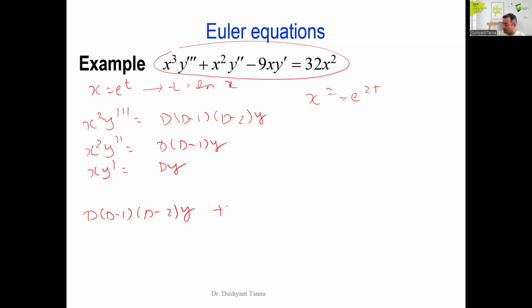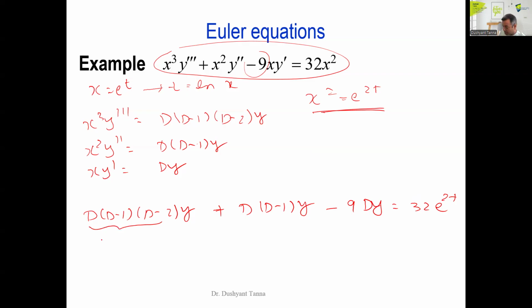x squared y double dash will be D times (D minus 1) y. We got this negative 9 up here, so that should be retained. So it's not just Dy, it's minus 9 Dy is equal to 32 e raised to 2t, because x squared is e power 2t. Simplify where you can, keep the y term outside.